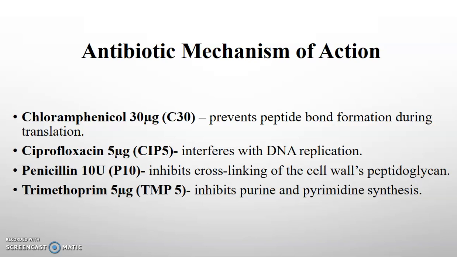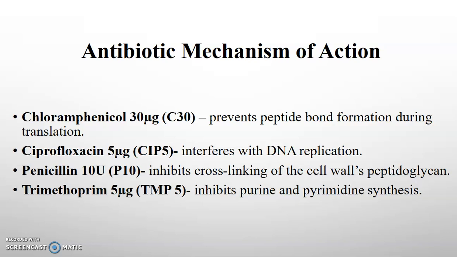Ciprofloxacin, or Cipro, is an antibiotic that interferes with DNA replication. Bacterial cells have to replicate their DNA to give it to additional daughter cells when they go through binary fission or growth cycles. So if they can't replicate their DNA, they can't produce more bacterial cells, and then they die off.